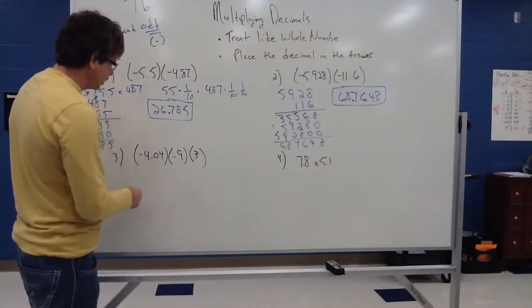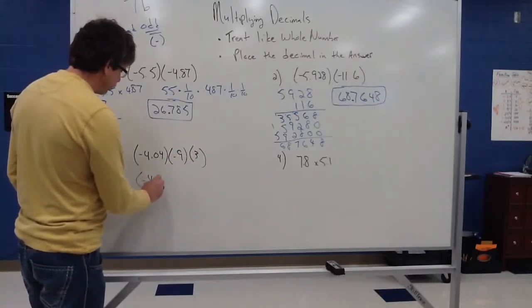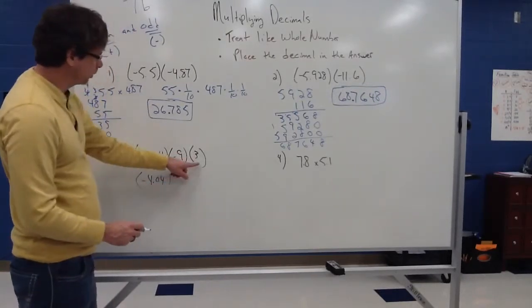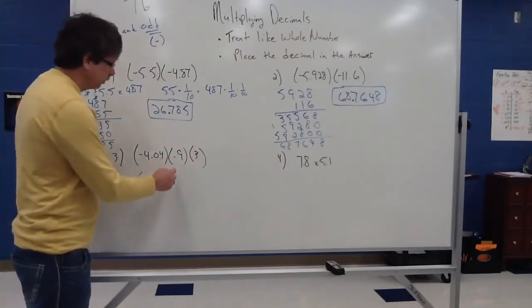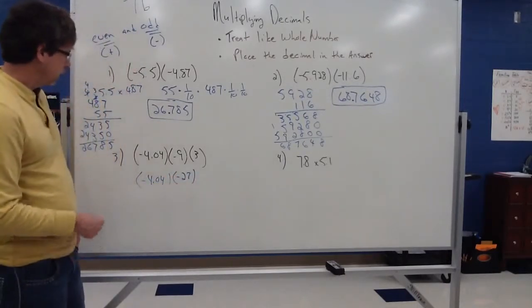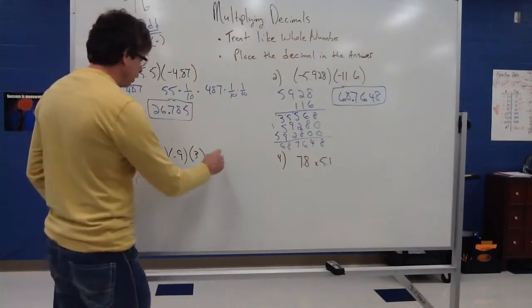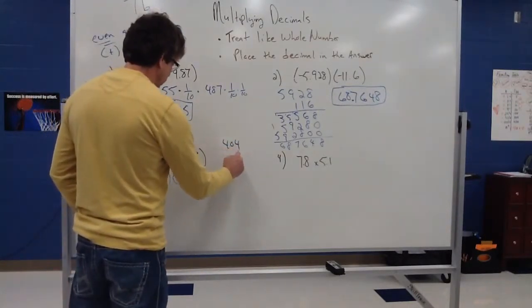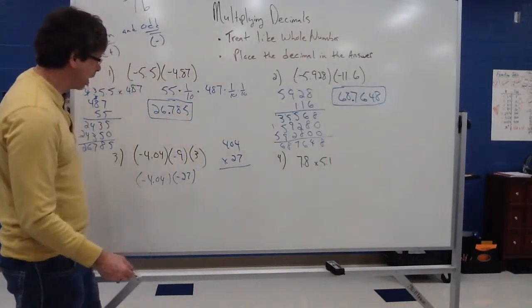Now, remember in multiplication, order doesn't really matter. So instead of multiplying that negative 4.04 first, since these two are both whole numbers, I would go ahead and just multiply 9 times 3 and get 27. And since there's one negative there, that's just going to be a negative 27. Now I can go about multiplying this as whole numbers. So instead of using that 4.04, I'm going to use 404 times 27 and do my math.